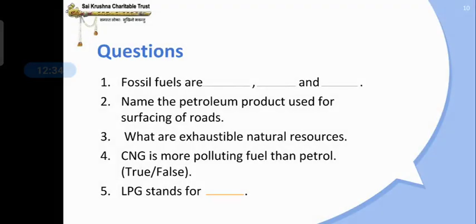So these are the questions that you have to answer. Fossil fuels are dash, dash and dash. Name the petroleum product used for surfacing of roads. What are exhaustible natural resources? And the fourth question is, CNG is more polluting fuel than petrol. True or false? If it is false, then why false? And LPG stands for, so what is the full form of LPG? That you have to write.